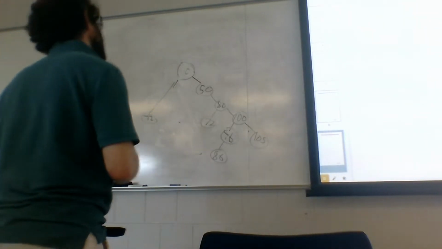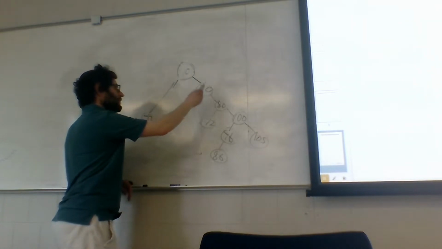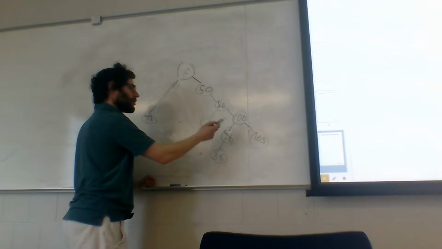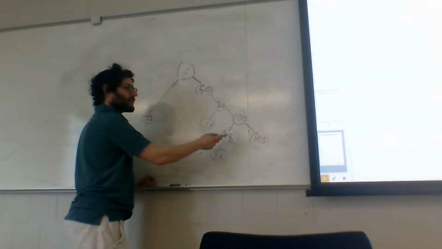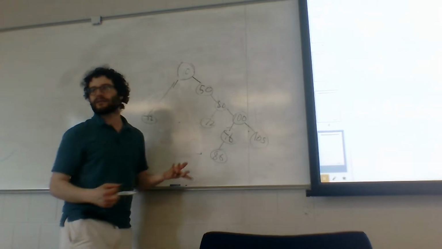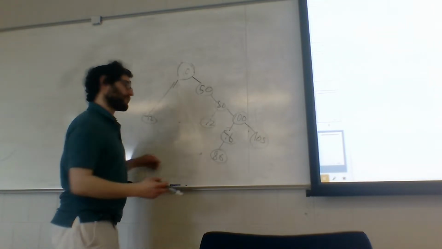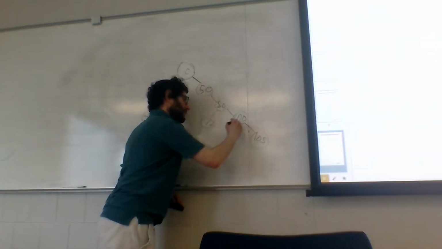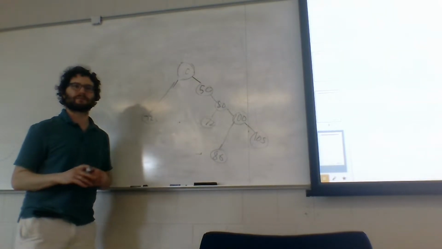And then removing 96. First we have to find 96. 96 is greater than 10, 50, 80, 100, 96, found 96. We don't really need to replace it because it's only got one child. So we just remove it and have its parent adopt its child. So have 100 adopt 86.